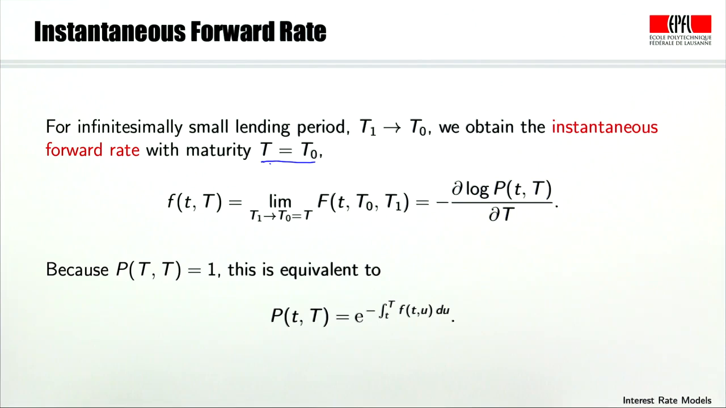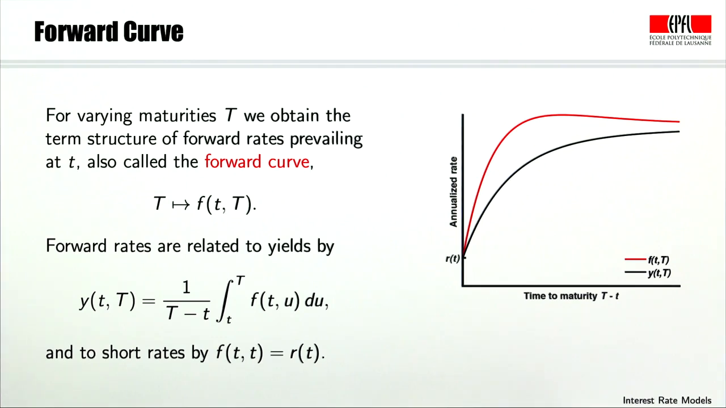The nice thing about instantaneous forward rates is that knowing all the instantaneous forward rates is equivalent to knowing all the T-bond prices. As before, for varying maturities, we obtain a term structure of rates. In this case, it's the term structure of forward rates prevailing at calendar date small t. This is also called the forward curve.